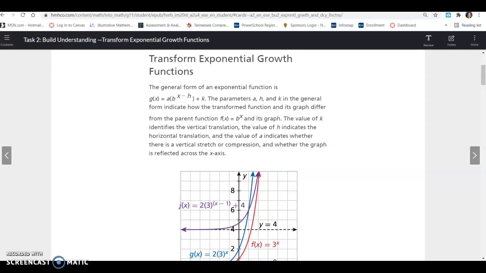This is lesson 8.1, task 2. All right, we're going to look at exponential growth and decay, and we're going to look at transforming those functions. The general form of an exponential function is g of x equals a times b raised to the x minus h power plus k.